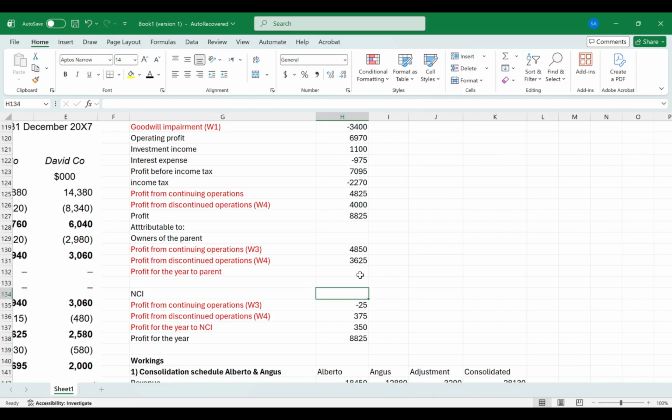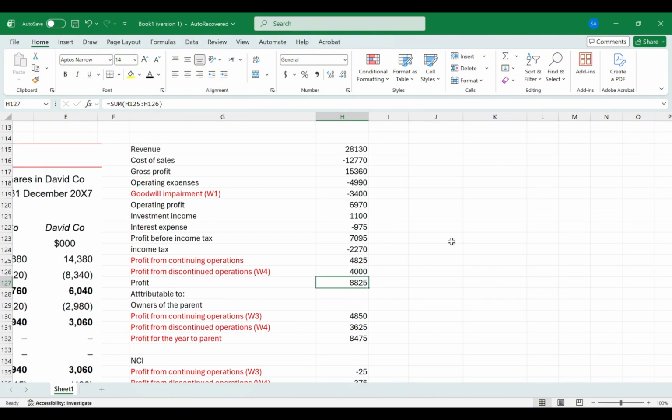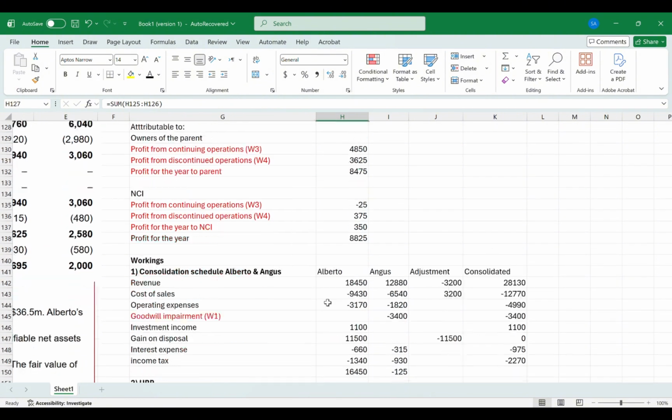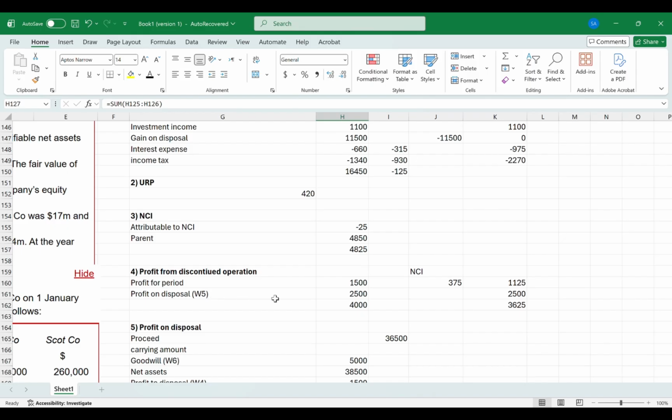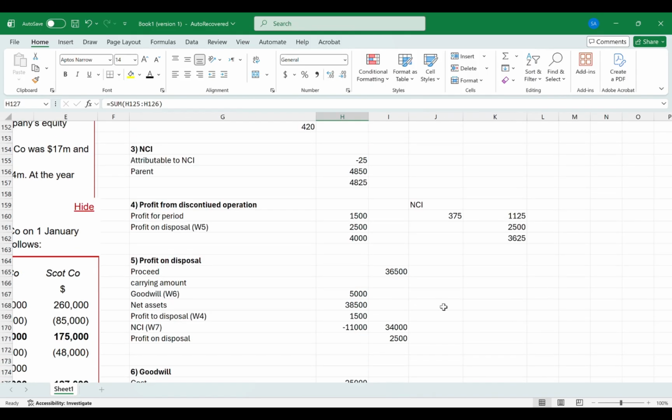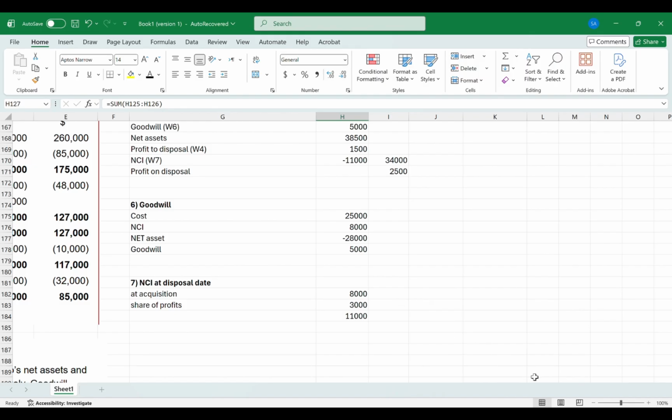So the total of these two is this. If you add this, that is the profit that goes to the parent plus this NCI, this is the total. Exactly this profit that we have started with. So you have seen that we have finished the entire consolidated statement of profit and loss. With this we have finished working 1, 2, 3, 4, and then 5, 6, and 7.